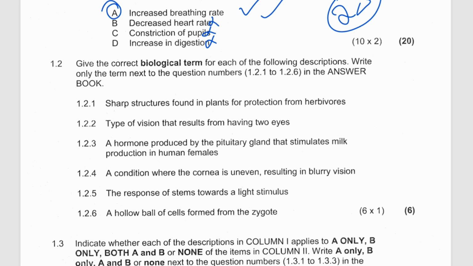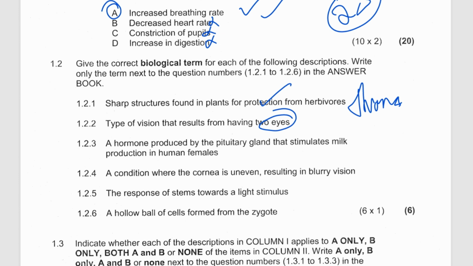They're saying give the correct biological terms. A sharp structure found in the plant for protection. We also discussed this one, and we said that these are thorns. The type of vision resulting from having 2 eyes. They're not talking about depth perception, just using 2 eyes, which is binocular.